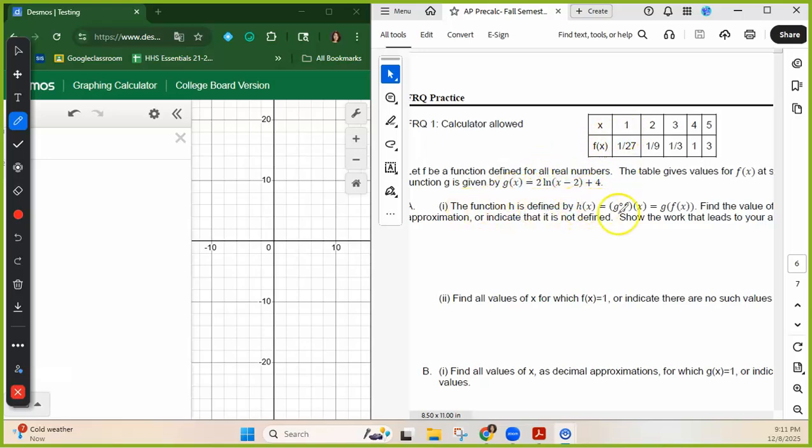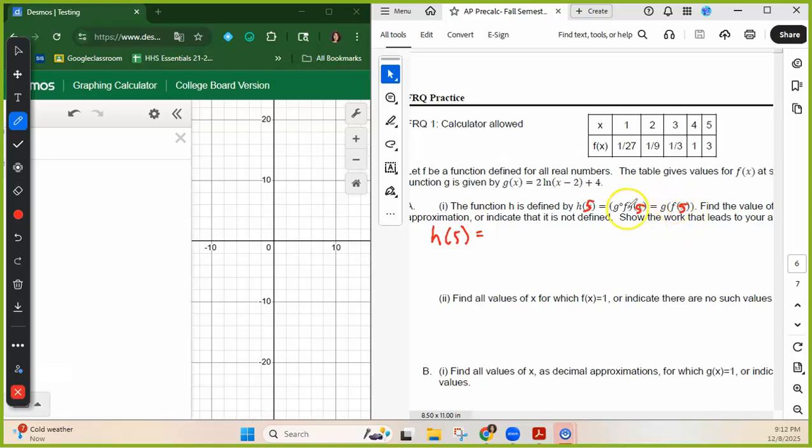The function h is defined by h of x is equal to f of g of f of x is equal to g of f of x. Find the value of h of 5. I know you can't see, so I apologize. So we're looking for h of 5. So what does that mean? That means you're going to take that 5, plug it into where the x's are.